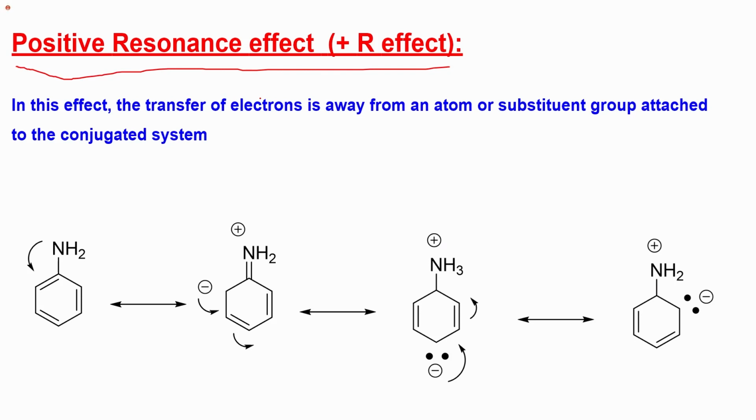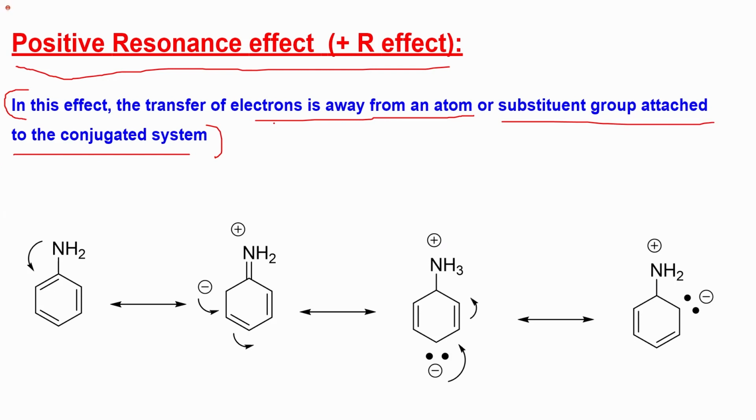In this effect, transfer of electrons is away from an atom or substituent group attached to the conjugated system. So first we'll discuss the positive resonance effect, and then we'll come to why the definition says it this way. We'll discuss every single word. In this effect, the transfer of electrons is away from an atom or substituent group attached to the conjugated system. So that means the electron is going through the whole system.